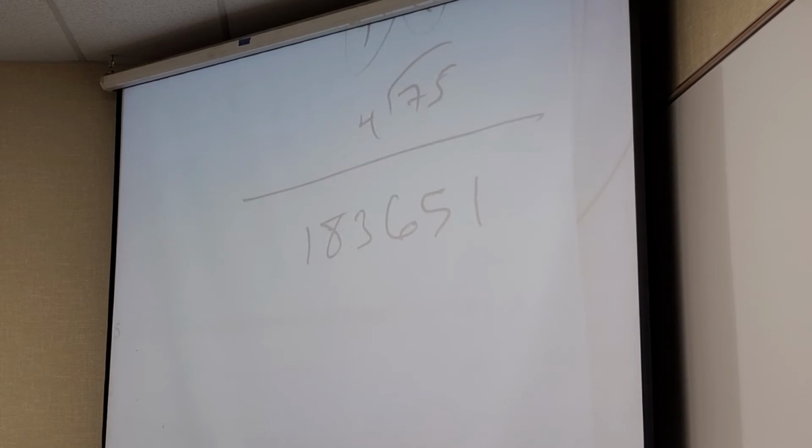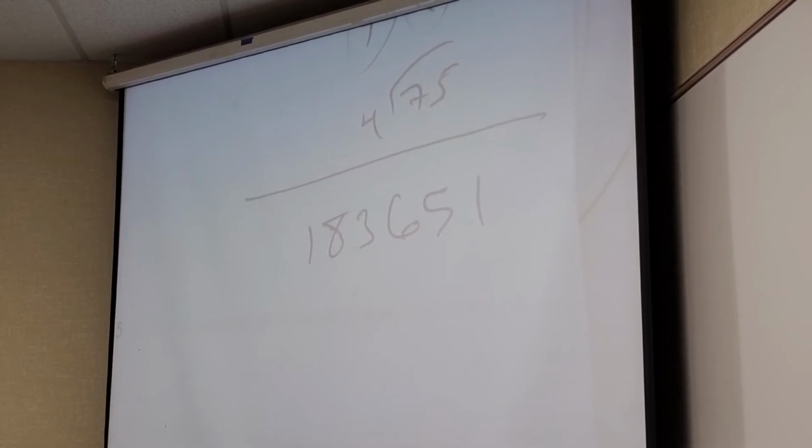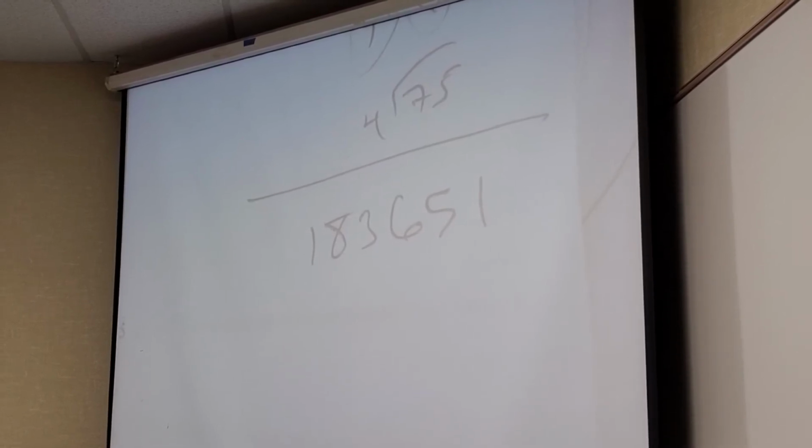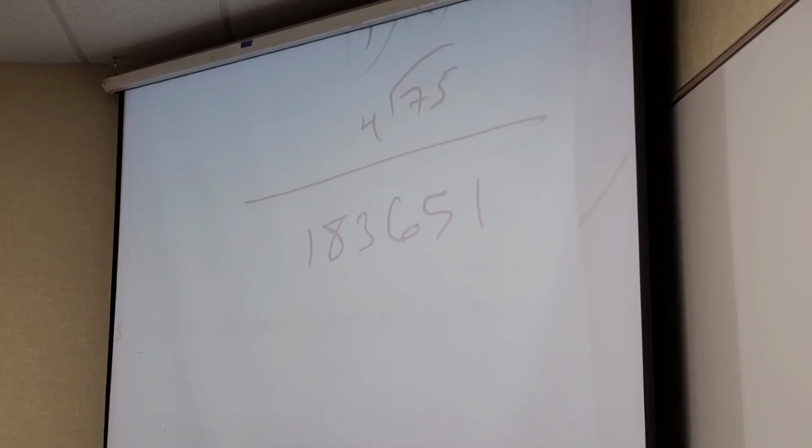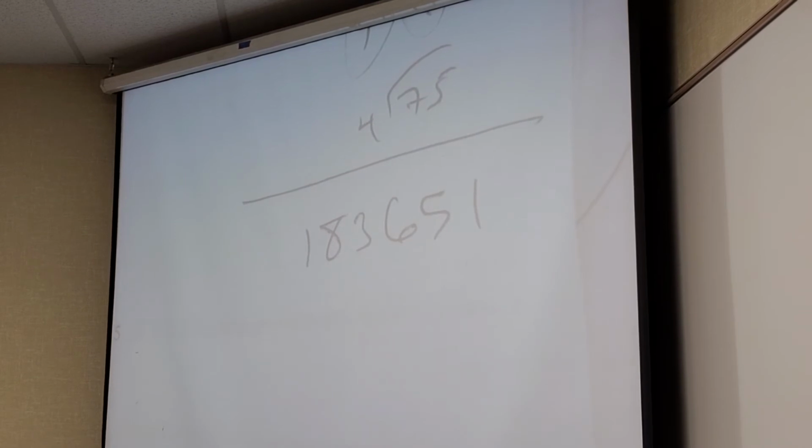What's 9 times 7? 63. And what's 6 plus 3? 9. What's 9 times 5? What's 4 plus 5? 9. So if the digits add up to be 9, the whole thing is divisible by 9.